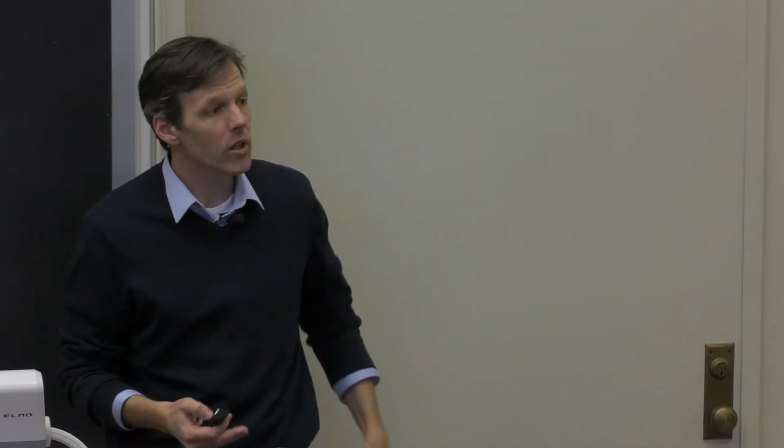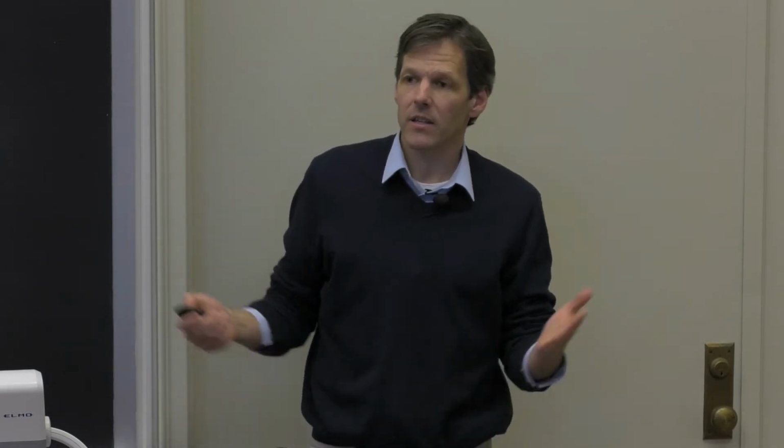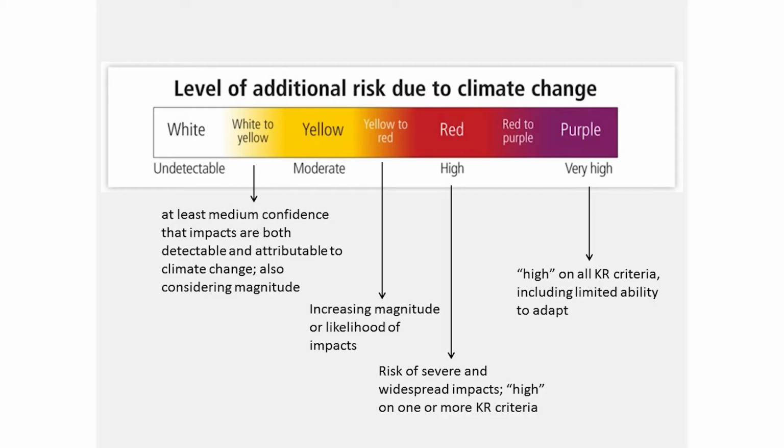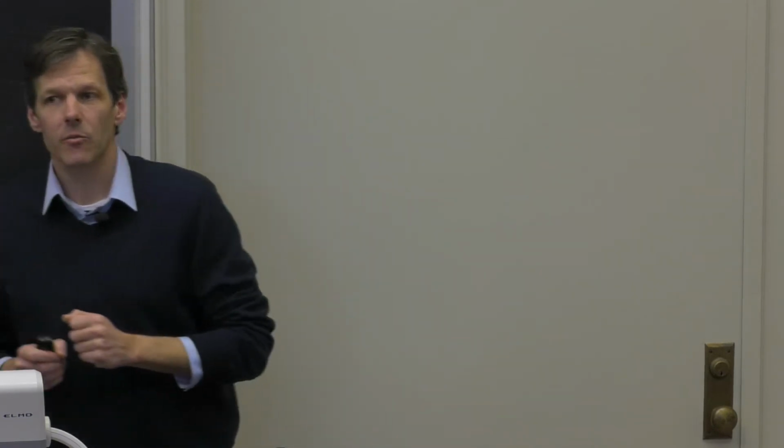As you get up toward red, the idea is that this should have an increasing magnitude or likelihood of the impact occurring, and that red as a high category of impact means severe and widespread impacts. And so if we think of it in terms of these 5 criteria for key risks on magnitude, likelihood, timing, irreversibility, and so on, it has to be high on at least one of those and maybe several. Now, severe and widespread, so maybe that helps, but then you can say, well, what is severe and what is widespread? And that, I think we have some more work to do on actually defining that more specifically. And purple, as I mentioned, high on all the key risk criteria, and especially having limited ability to adapt. So these are the distinctions.